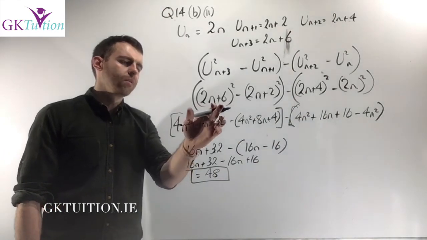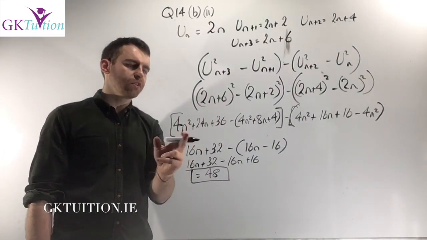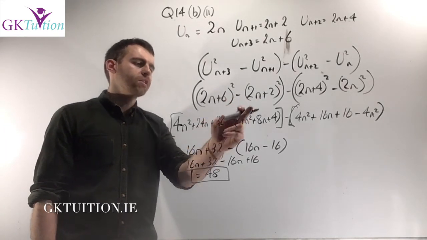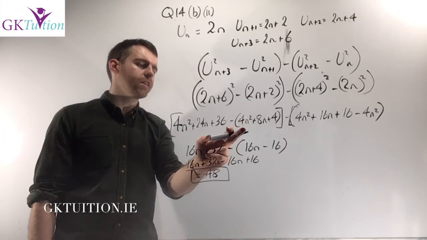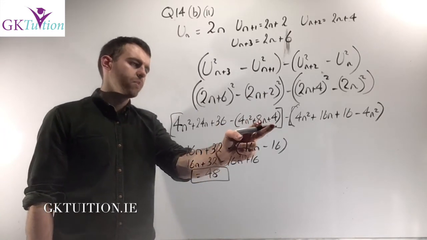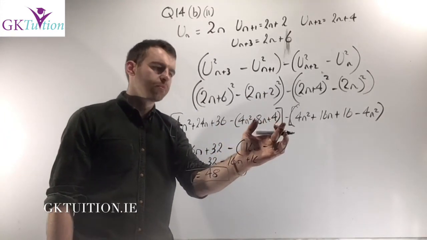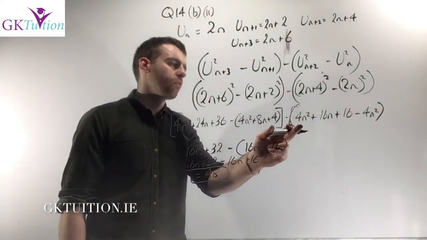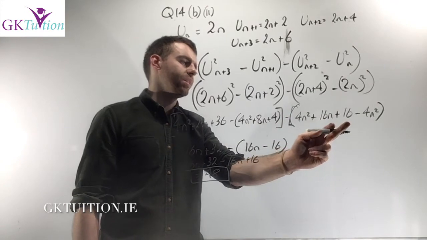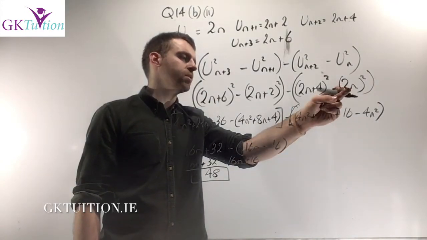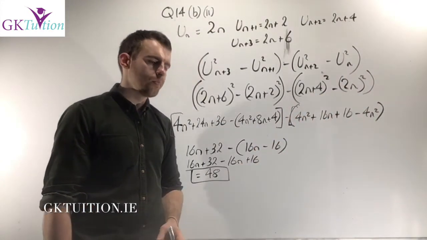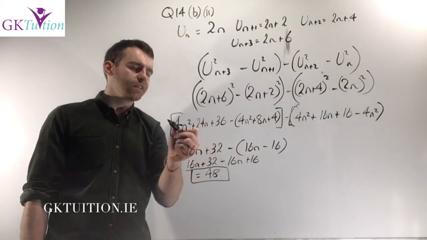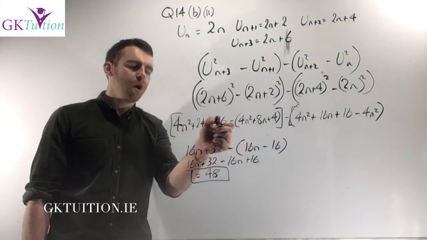If I multiply 2n plus 6 by itself, I get 4n squared plus 24n plus 36. There's then a minus in between them, and I square 2n plus 2 becomes 4n squared plus 8n plus 4. There's a minus between the two large brackets, and then I have to square 2n plus 4, 2n plus 4, gives me 4n squared plus 16n plus 16. And there's a minus, and then I multiply 2n by 2n and I get 4n squared. Now there's loads of signs here, so you just have to be careful. Inside this bracket, I'm going to have 4n squared minus 4n squared.